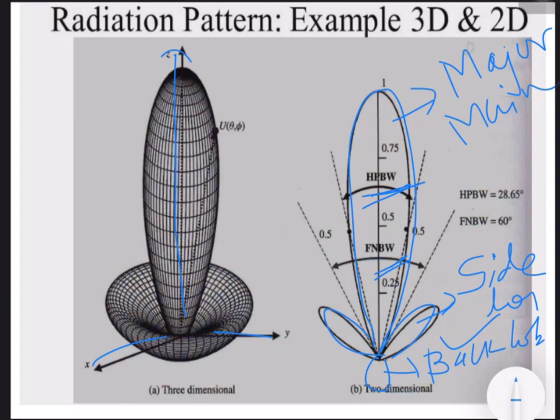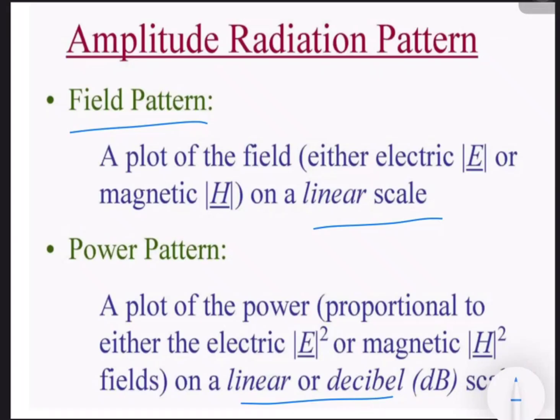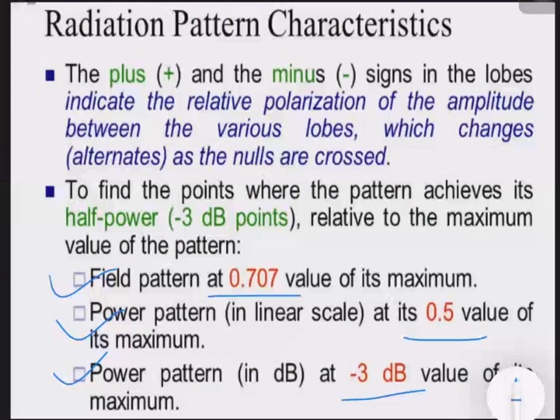The radiation pattern can be obtained in a two-dimensional or three-dimensional view. And we can also obtain the radiation pattern as a field pattern or power pattern. Whenever the radiation pattern is expressed in terms of field pattern, its half-power value is 0.707. When expressed in power pattern, its value is 0.5. And when you represent it in dB, it is minus 3 dB. At minus 3 dB, the value is the half-power point.